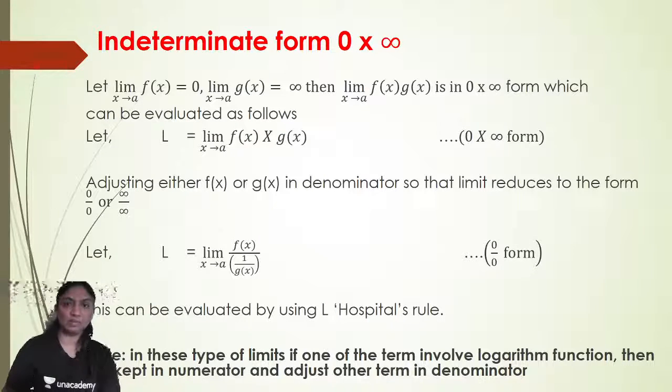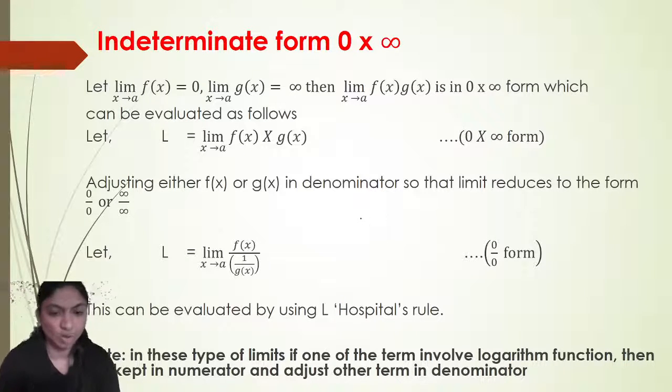Whenever the indeterminate form 0 into infinity comes up, you have to either convert it into 0 upon 0 form or convert it into infinity upon infinity form.